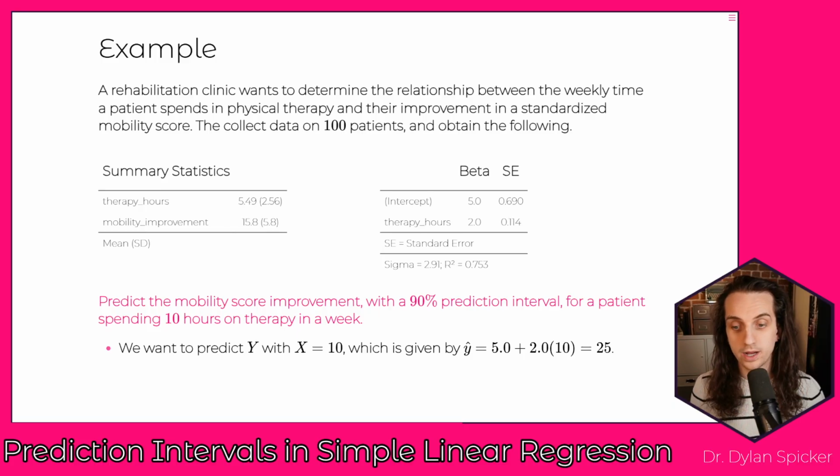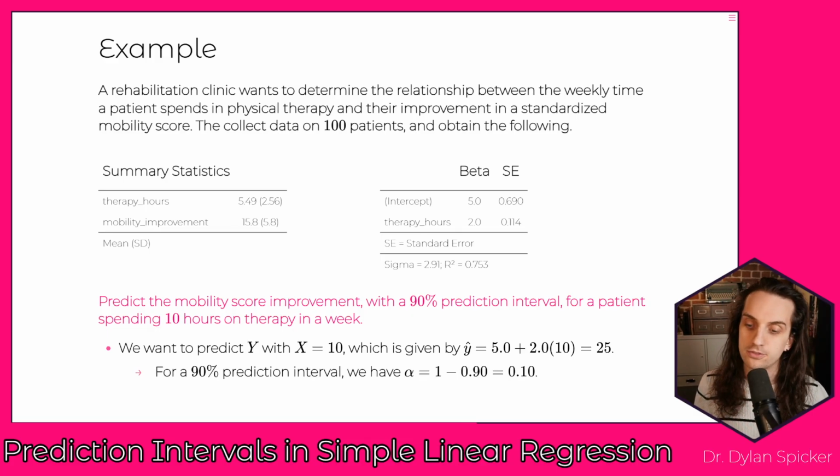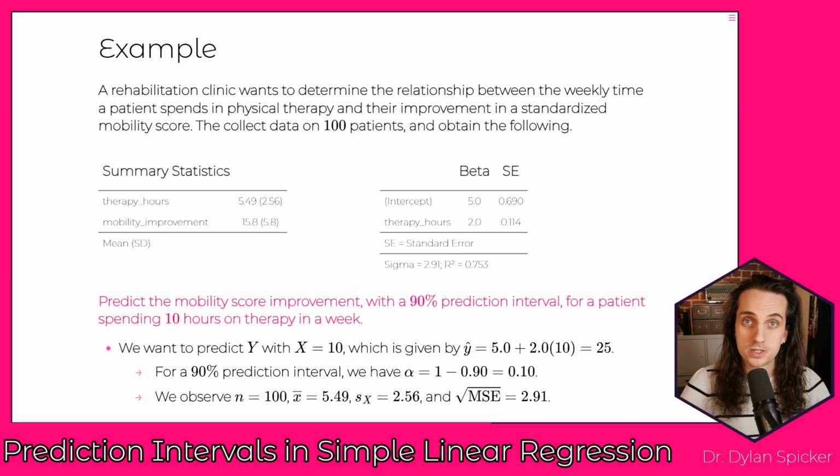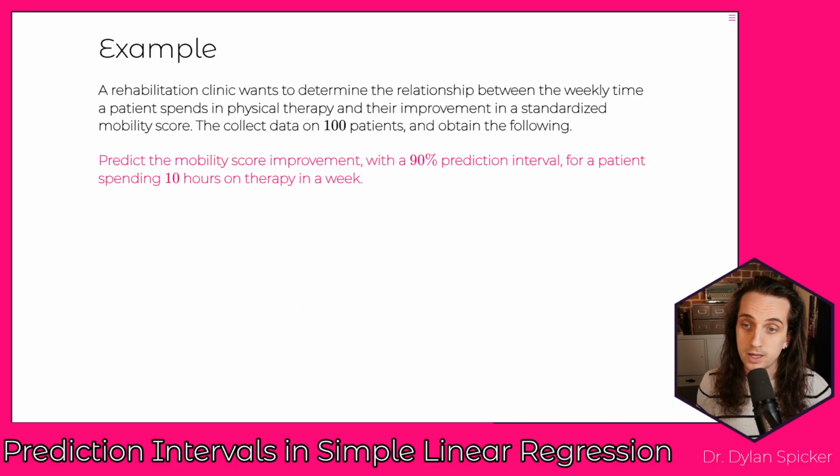Okay, so we want to predict y if x is equal to 10. We get 5 plus 2 times 10, which gives us 25 as the point estimate. For a 90% prediction interval, alpha is 1 minus 0.9, which gives us 10%. So we're observing n is equal to 100, x bar is equal to 5.49, the standard deviation of x is 2.56, and the square root of MSE is 2.91. Ultimately, we want to form our prediction interval here.